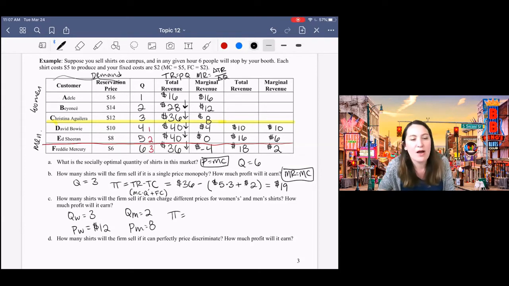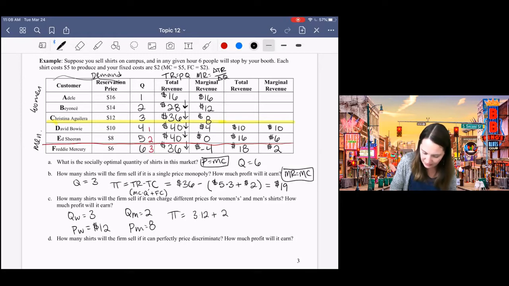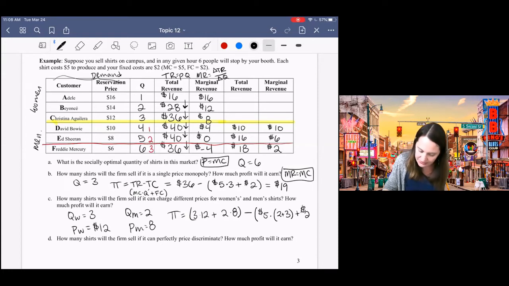And then we can calculate profit exactly the same way that we did before. That's going to be total revenue, price times quantity, and we can do that for each group here. So we've got 3 times 12 plus 2 times 8. Or you can grab that out of the table as you've already calculated. There's our total revenue. Oops, not plus, minus. Our total cost is going to, again, just be the cost of producing the t-shirt times the total number of t-shirts. So that's 2 plus 3. And then we'll add on our fixed cost.